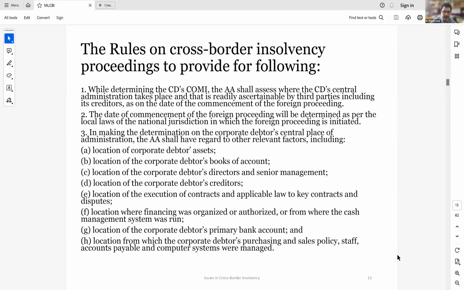Then F, the location where the financing was organized or authorized, or from where the cash management system was run. Then G, the location of the corporate debtor's primary bank account. And H, the location from which the corporate debtor's purchasing and sales policy, staff, accounts payable, and computer systems were managed.